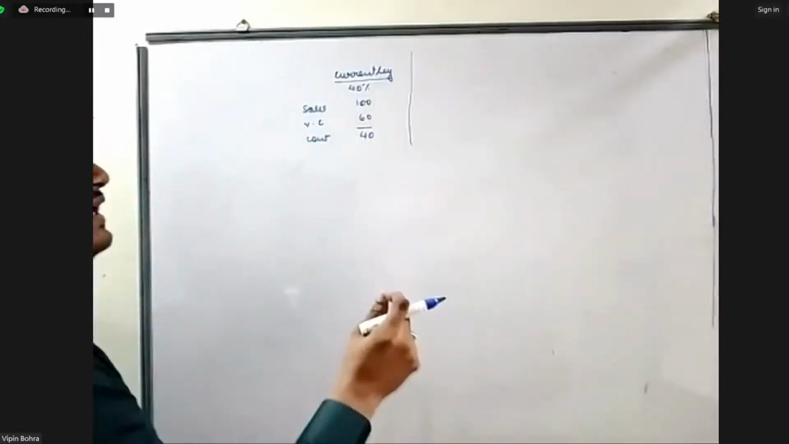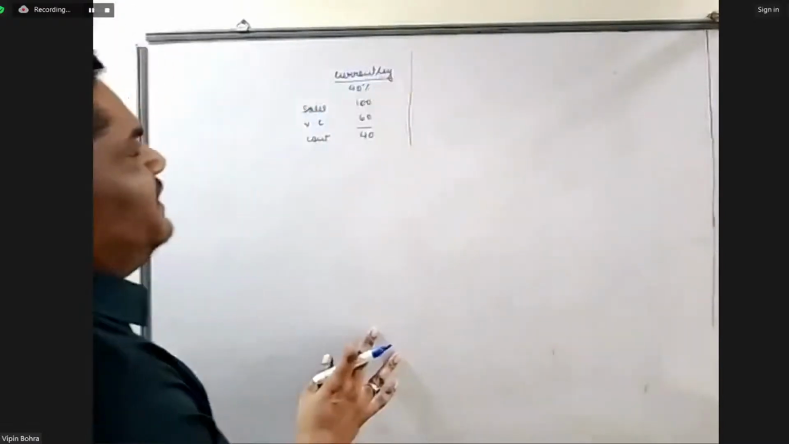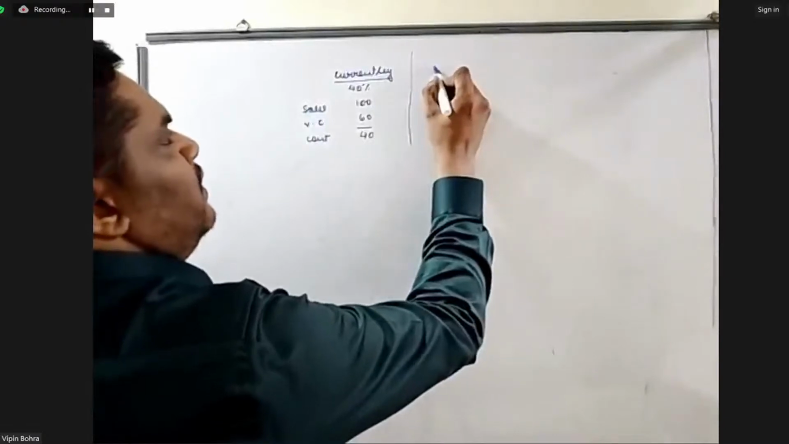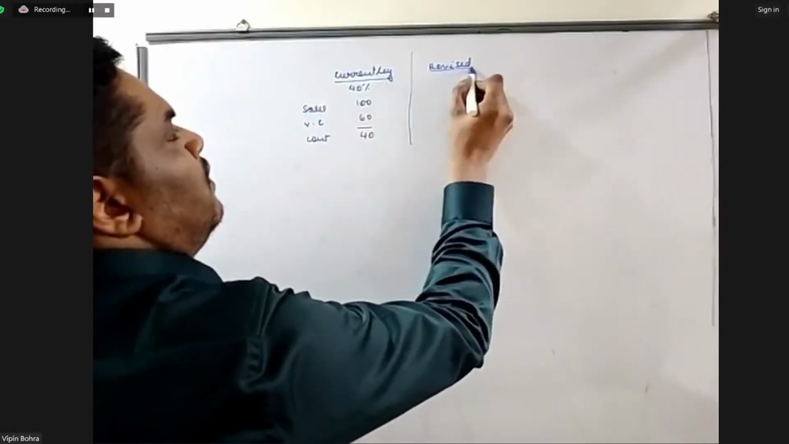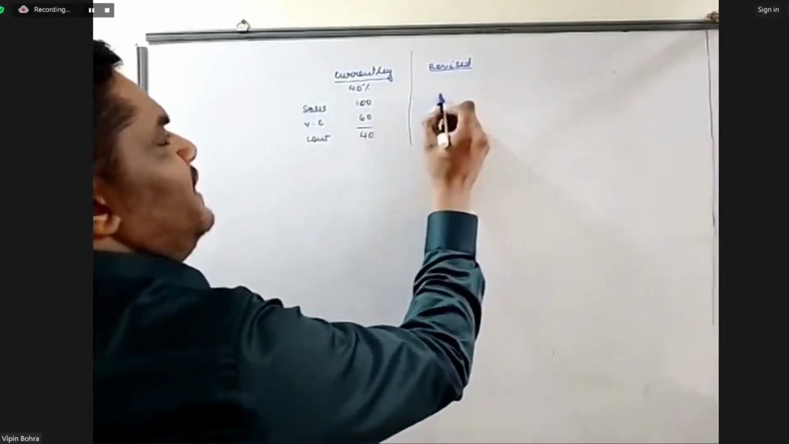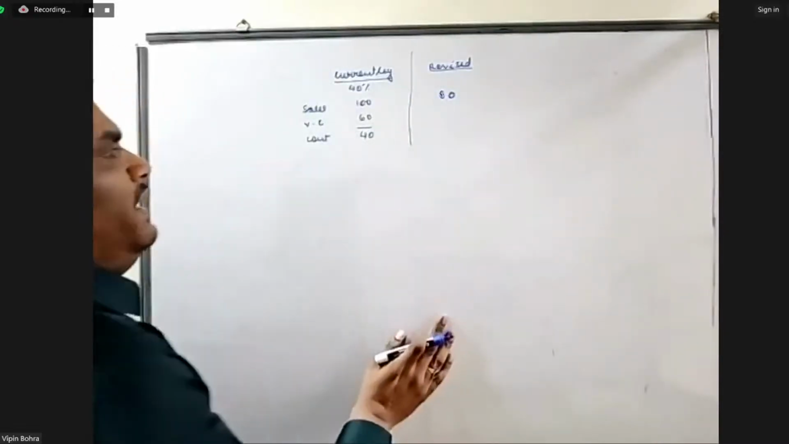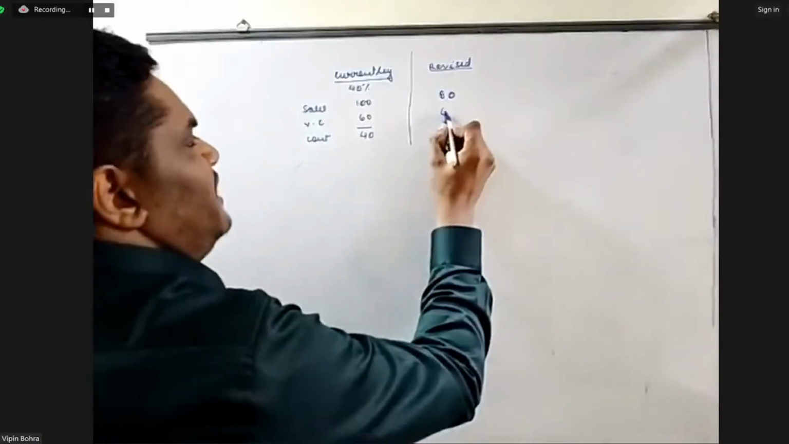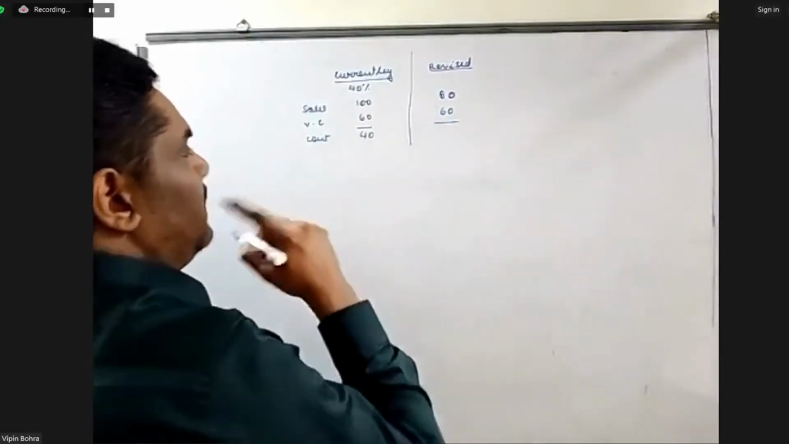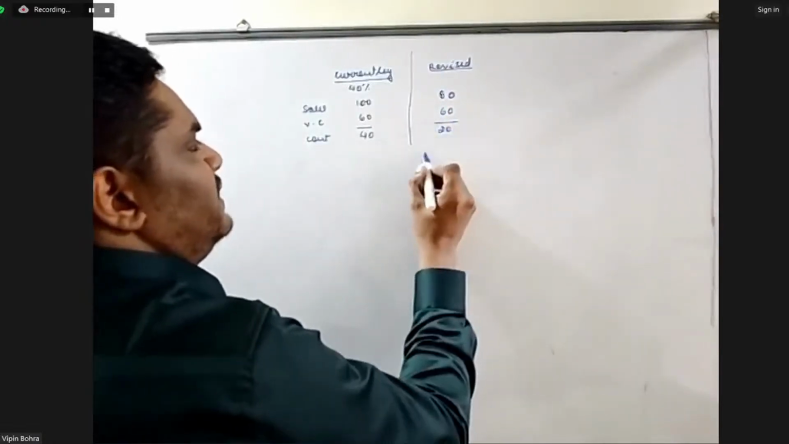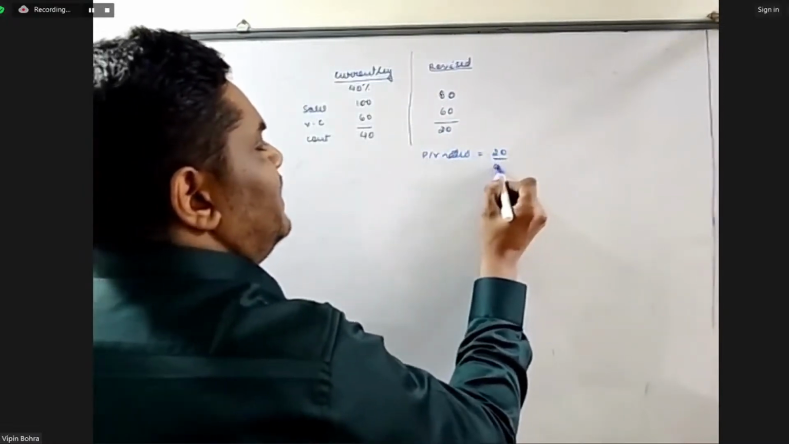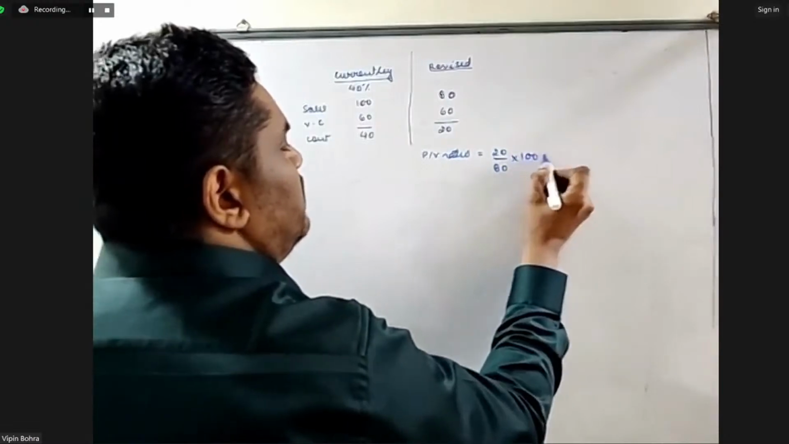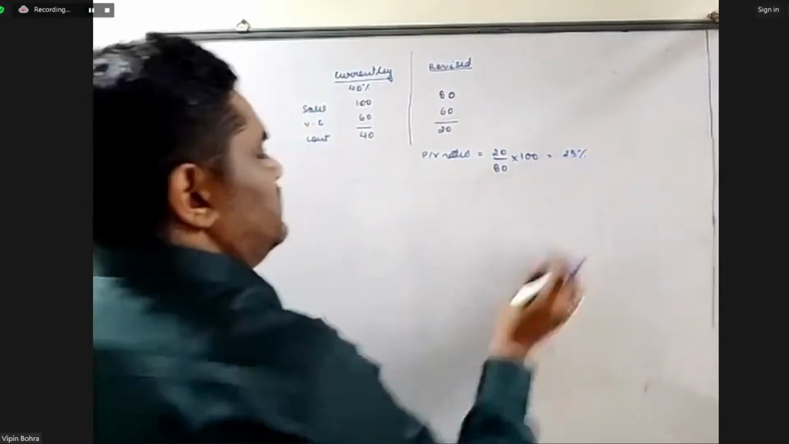Now the company is saying that if they reduce the selling price by 20%, my new selling price will be 80. My variable cost will remain unchanged and my contribution will be 20. Therefore, my new PV ratio will be 20 divided by 80 into 100. So this will be 25%.